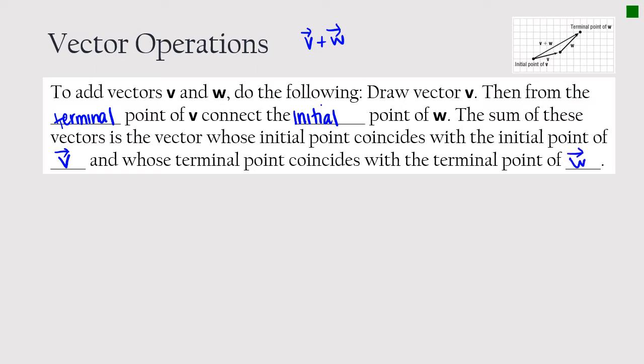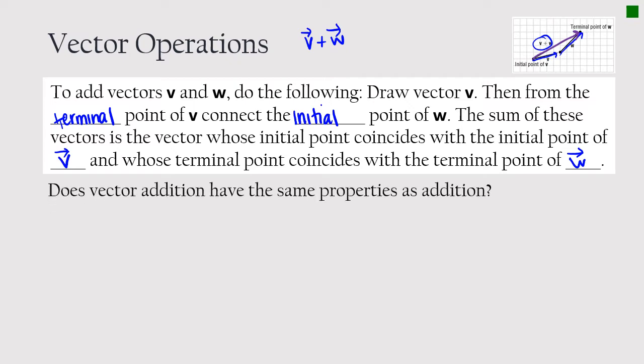So for example, if you look at this small image up here, if I wanted to add v plus w, you draw v, and where the terminal point of v is, that's where you're going to draw w. And then when you connect those two, starting at the initial point of v, going to the terminal point of w, that is the sum of those two vectors. And you're going to see where that comes into play in a little bit. We're going to do a quick word problem on it.